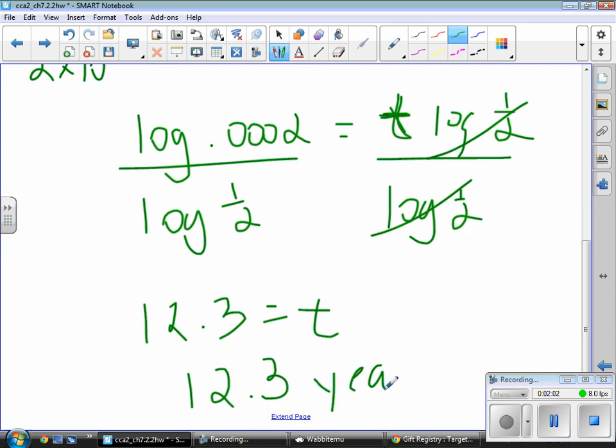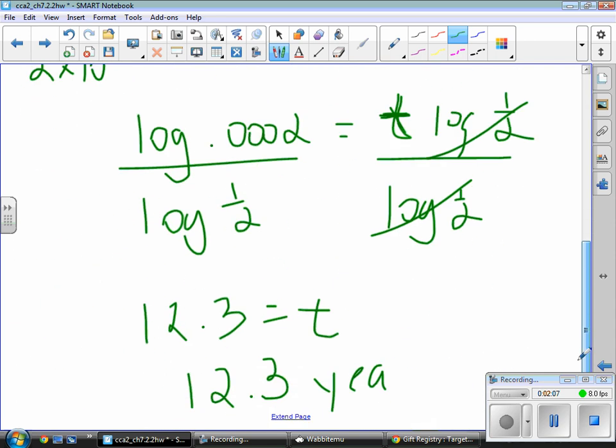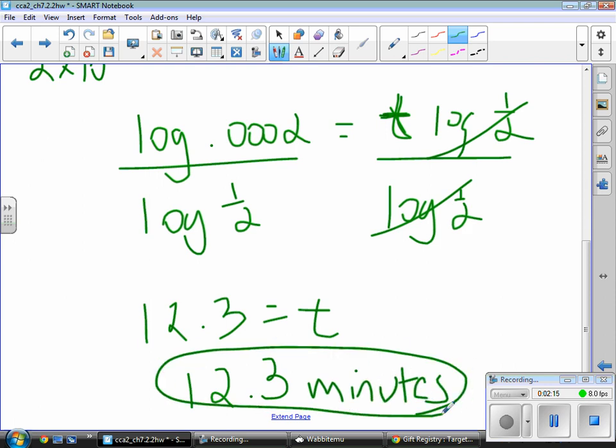So that's about 12.3 years. No, we're not talking about years. Let's see, what does it say? Minutes. That's a big difference. So 12 minutes until there's only 1,000 left. If it's starting with 5 million, that's a lot going down. The multiplier is 1/2, so it's decreasing, cut in half every time.